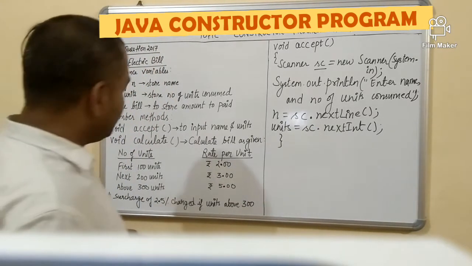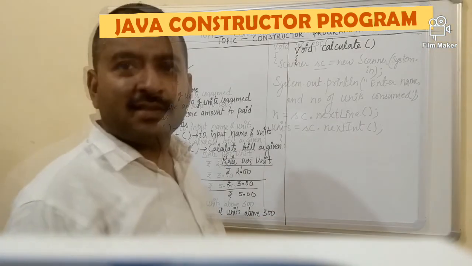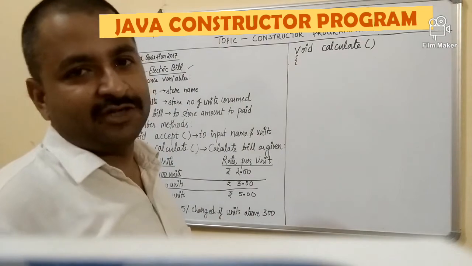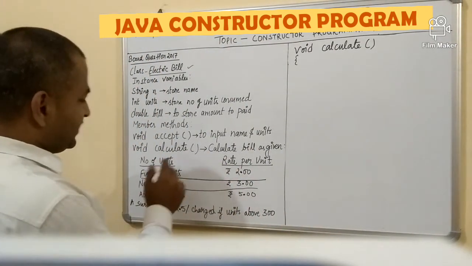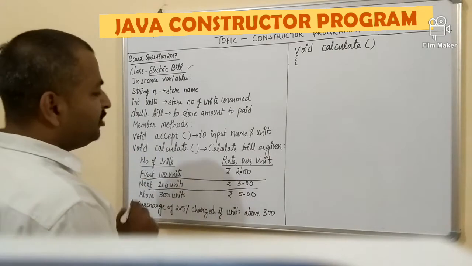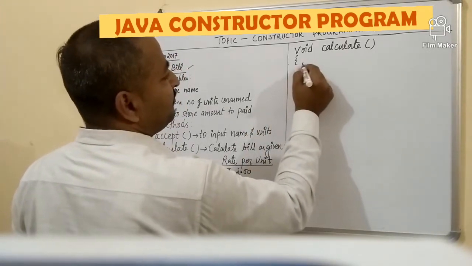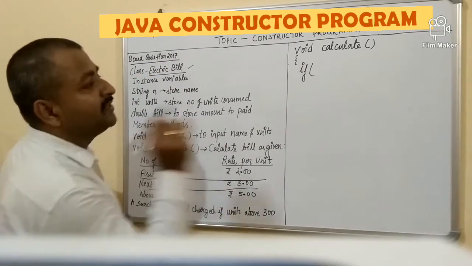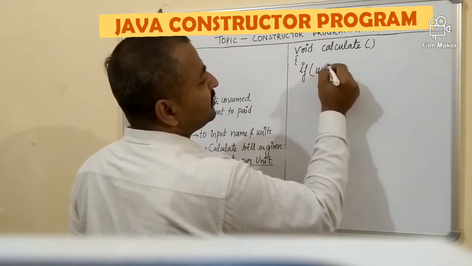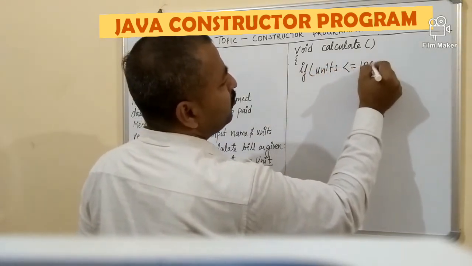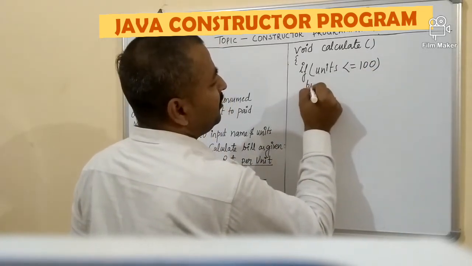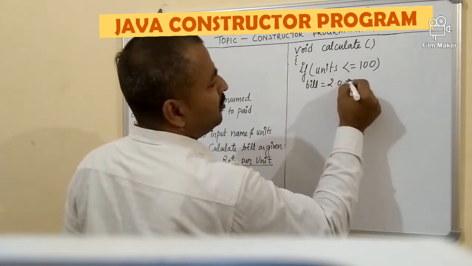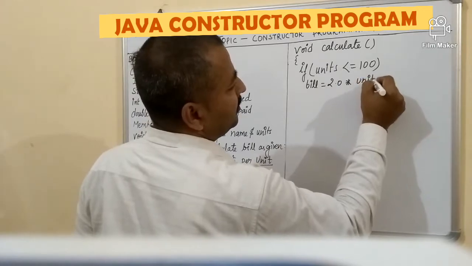Now students, we are going to the next function, that is your void calculate. So have a look, void calculate. In the void calculate function, what we have to do, simply see the slab is being given to you. Give the first condition, that is for the first 100 units, 2 rupees. So here if units are less than or equal to 100, then the billing amount will be bill equals 2 rupees per unit. So write 2.0 * units, right?